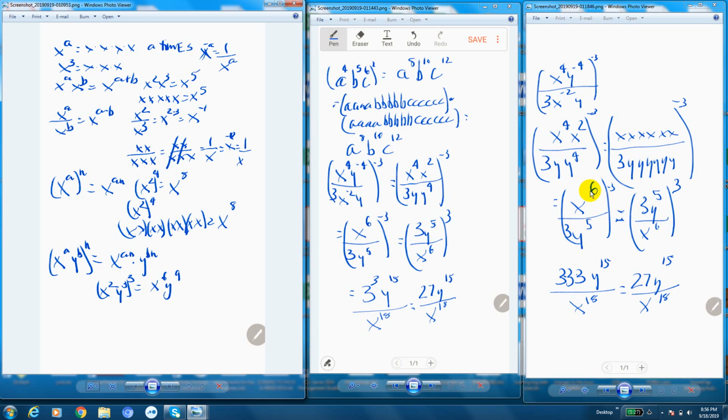We have x to the sixth divided by y to the fifth. And then with the same problem here, you have this negative thing. That means you flip everything. Numerators go to denominators, and denominators go to numerators. Keep the exponent, and then you do the same thing. 3 times 3 times 3, and then y to the fifth to the third power is y to the 15th, and x to the sixth to the third power is x to the 18th. Same answer. Okay, I hope this helps.